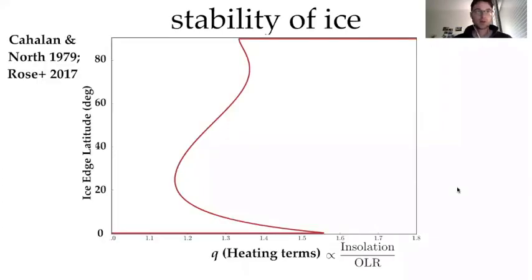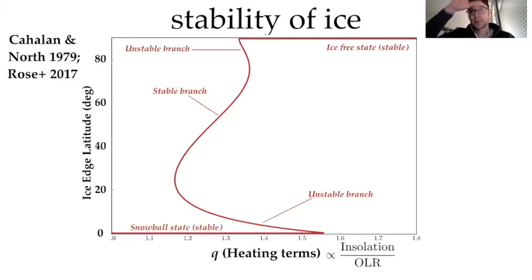Another way in which EBMs can be useful is that analytical solutions can be derived to help understand things like the stability of the climate under the positive ice albedo feedback. What this plot here is showing is the predicted ice edge latitude for a low obliquity planet as a function of the forcing, which is normalized by the OLR. So we're thinking about ice caps here on low obliquity planets. On this curve, wherever the slope is positive or zero, the climate state is stable. And wherever the slope is negative, it is unstable.